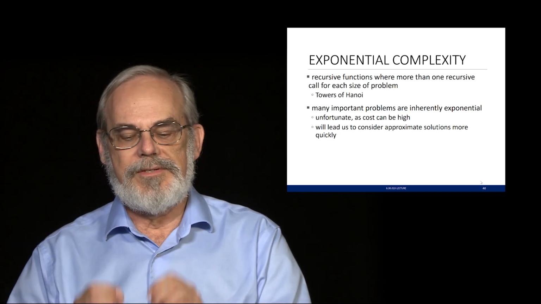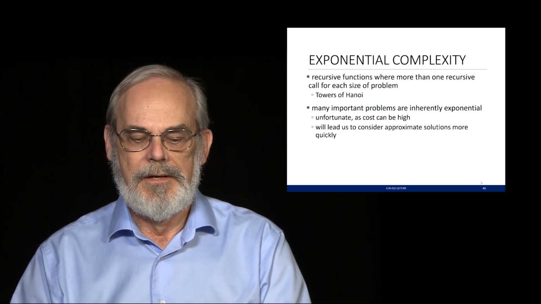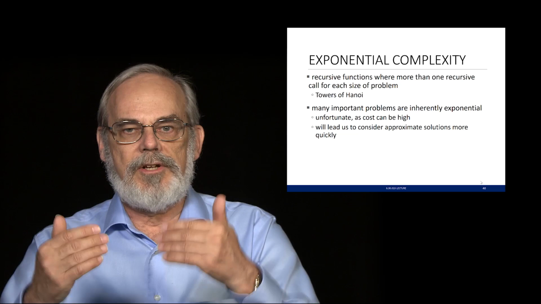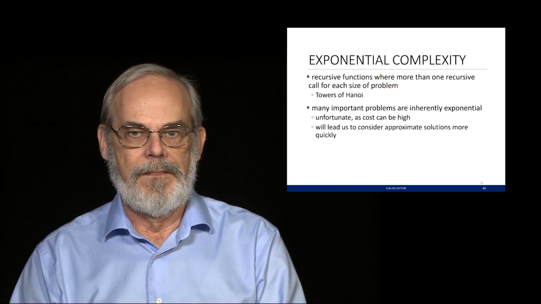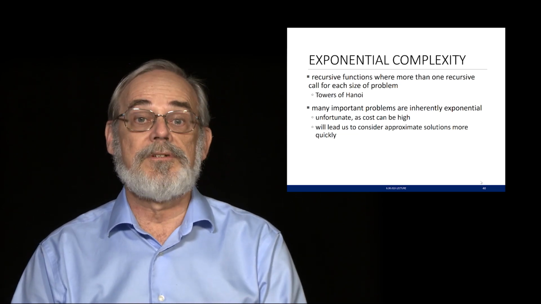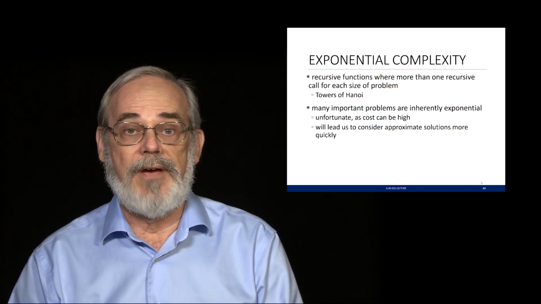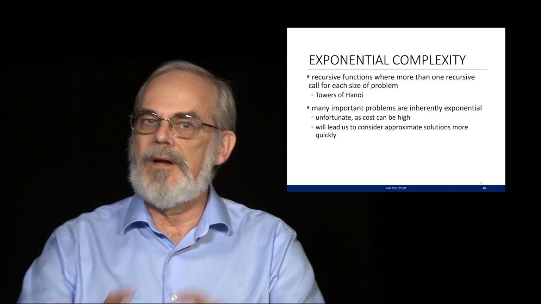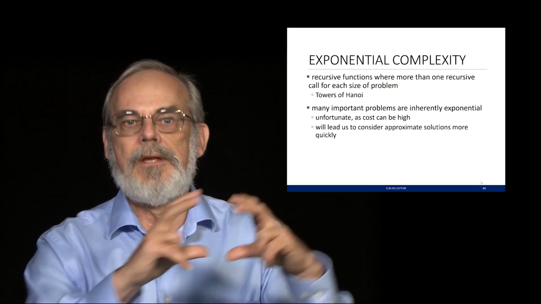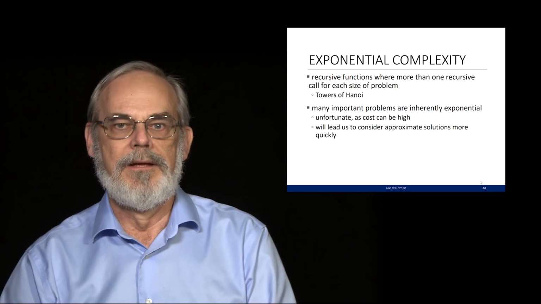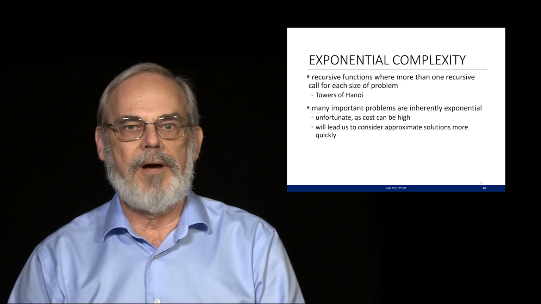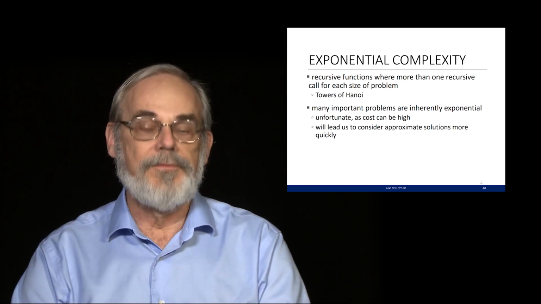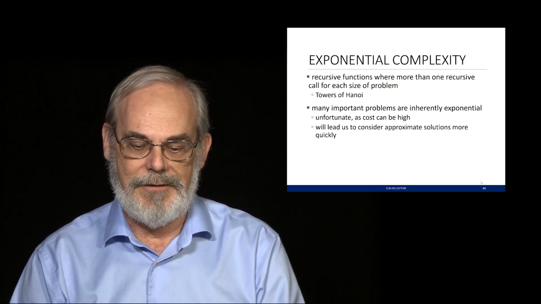A common characteristic to an exponential class algorithm is a recursive function. That is a function that calls itself, but in each call, calls it more than once. You saw an example of that, which was Towers of Hanoi. I remind you, in Towers of Hanoi, we said to move a tower of size n, we move a tower of size n minus 1 to a spare peg, do something, and then move that tower back. So at each reduction of the problem, there were 2 recursive calls. And that's characteristic of something that's exponential class complexity.